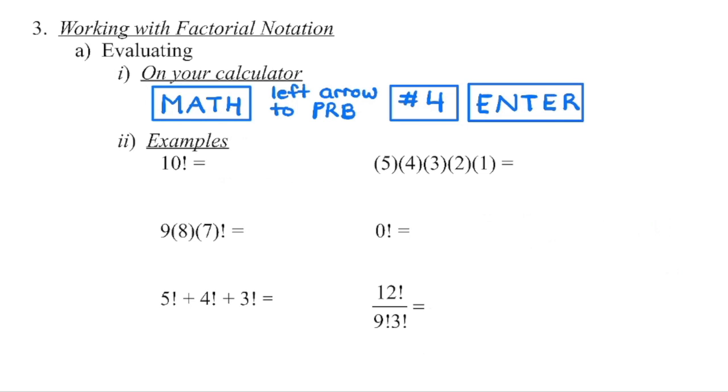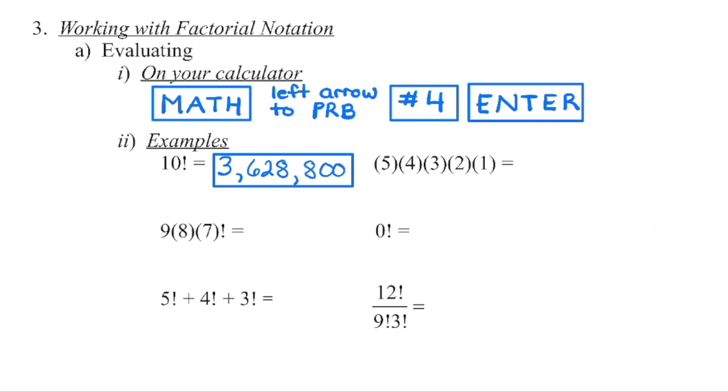Grab your calculator because we're going to practice entering the factorial notation, beginning with 10 factorial. So you can type in 10. These are the steps we're going to enter to get to that exclamation point, and you should be getting 3,628,800 as your answer.